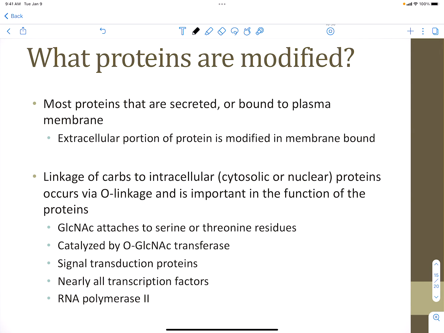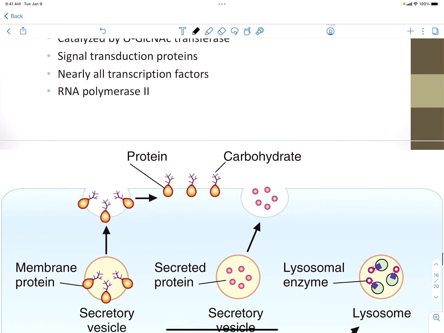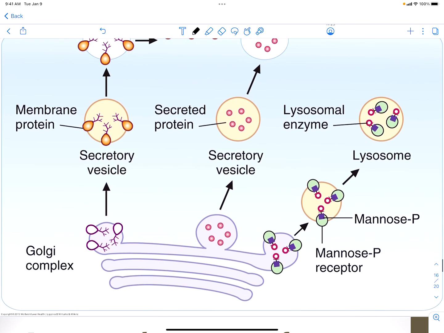So we're going to have N-acetylglucosamine, which is going to attach to serine and threonine residues. We have transferases that are going to be specific for these, important in signal transduction proteins. We talked a little bit about that with respect to our IRS, for example, our insulin signal transduction pathways. So almost all transcription factors are going to be O-glycosylated, and RNA polymerase II is also glycosylated. So this is just an example.